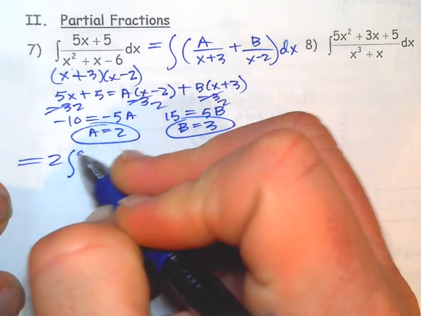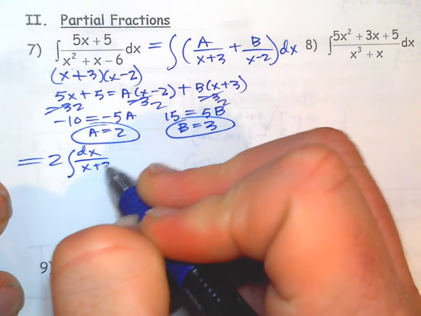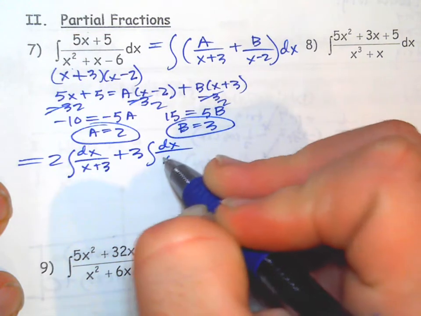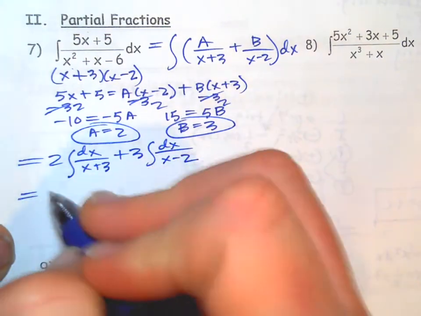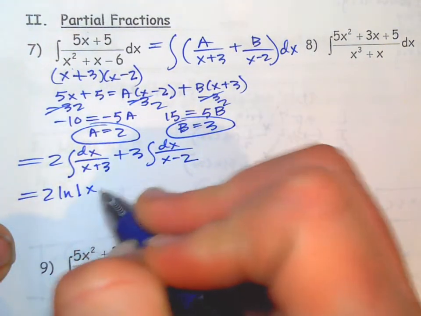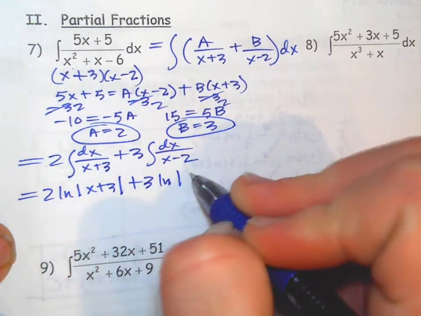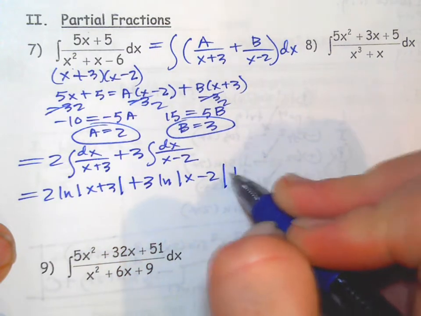2 times the integral of dx over x plus 3, plus 3 times the integral of dx over x minus 2. So it's going to be 2 natural log of the absolute value of x plus 3 plus 3 natural log of the absolute value of x minus 2 plus C.